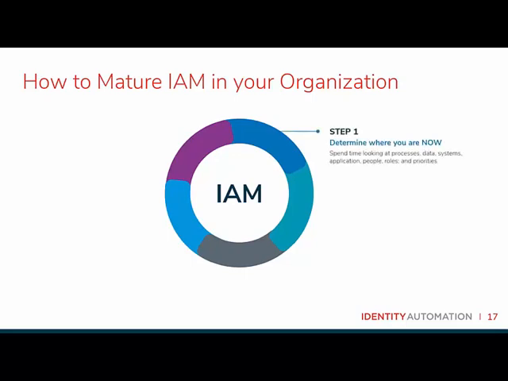So let's go through what I think the life cycle of maturing your identity and access management program looks like. This can apply to the overall program, or this can apply to one specific tenet. So I'm going to give you an example of a tenet, but we can think of this in the overall program as well, because as you improve each one of these tenets, you'll improve your overall posture. So step one, determine where you're at now.